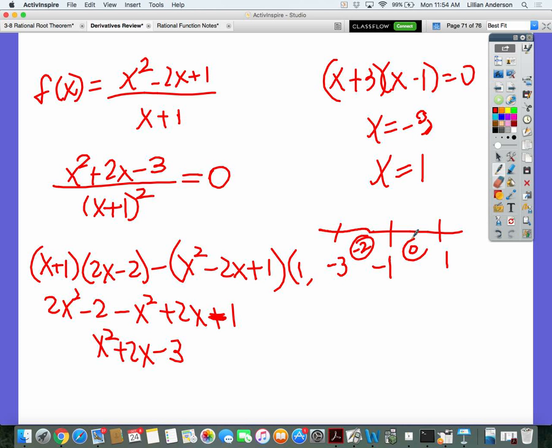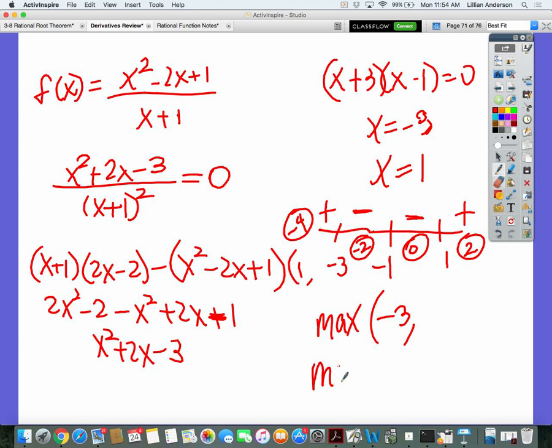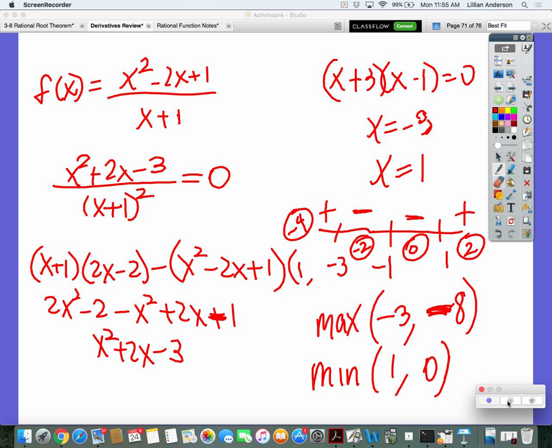Negative 2, 0, positive 2, and negative 4. When you plug in 0 into the derivative, you'll get a negative. When you plug in 2, positive. When you plug in negative 2, a negative. And when you plug in negative 4, so what's happening at negative 3? A max, and what's happening at 1? Plug them back into the original. Give me my question. I have no more. Questions?